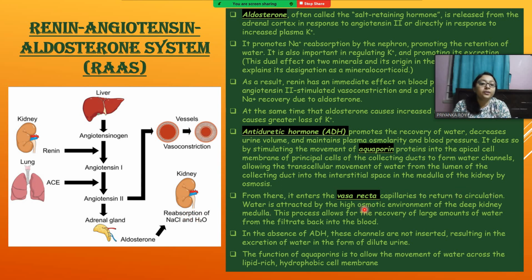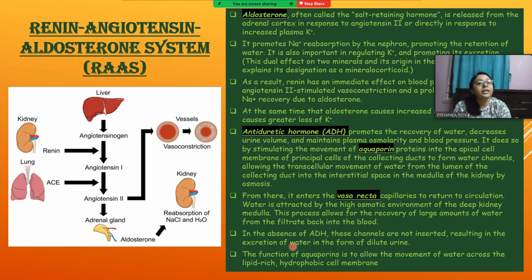Water is attracted by the high osmotic environment of the deep kidney medulla. It is very much hyperosmotic. Water will always move from a hypoosmotic to a hyperosmotic region, and in the kidney medulla it is hyperosmotic. Therefore it is coming out from the renal tubule into the kidney capillaries. This process allows for recovery of large amounts of water from the filtrate back into the blood.